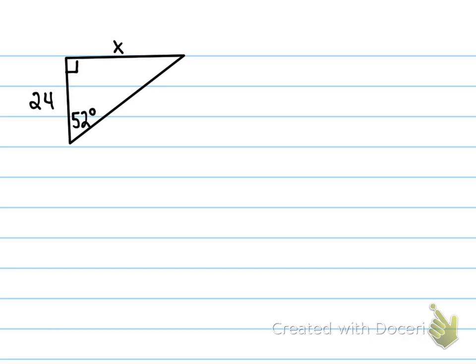So since the sides are opposite and adjacent, I know that that's tangent. And that's going to make more sense when we do 9.8, you're going to see how it all ties together. How did I know it was tangent? Because the sides that relate to 52 degrees are opposite and adjacent. That's my tangent ratio. Tangent of 52 equals opposite, which is X, over adjacent. All right, and now I'm going to solve.